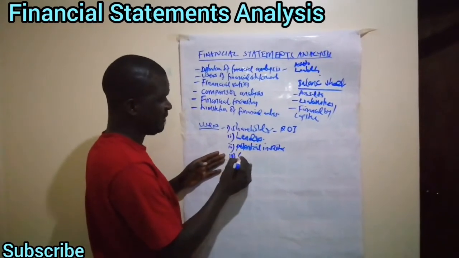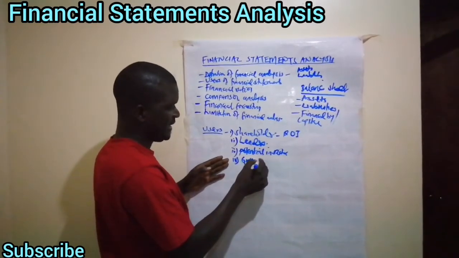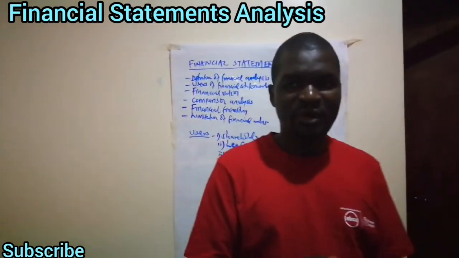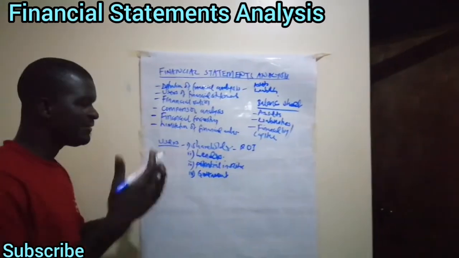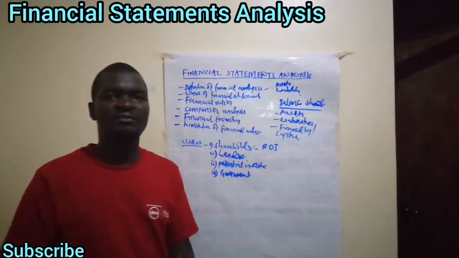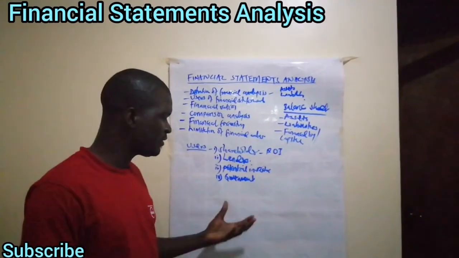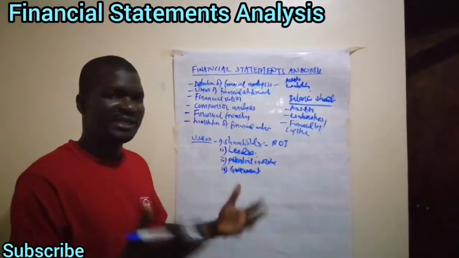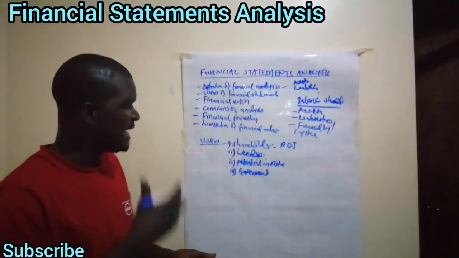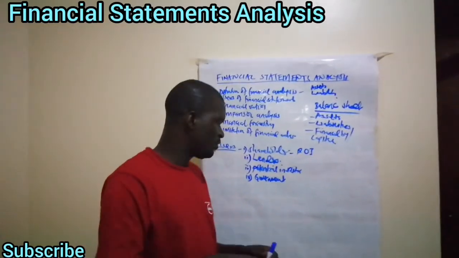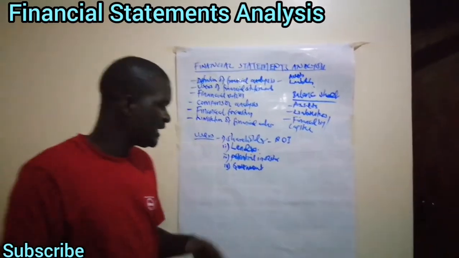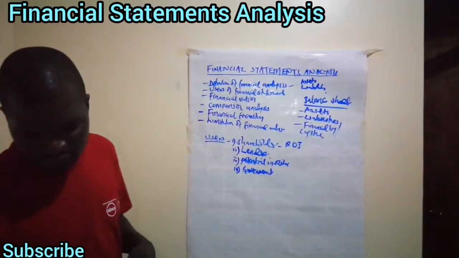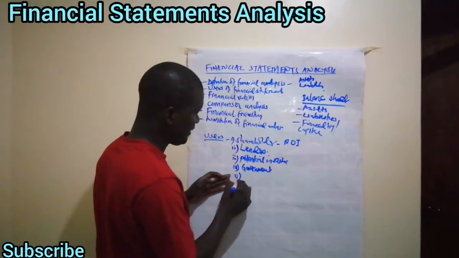Then we have the government. Ideally, government will be concerned about tax liability. Is the firm able to pay tax when it falls due? If it is a public corporation, then the government will be interested in knowing whether that company is able to continue providing the services it is meant to provide. So government is very important when it comes to that. Then the company's management.